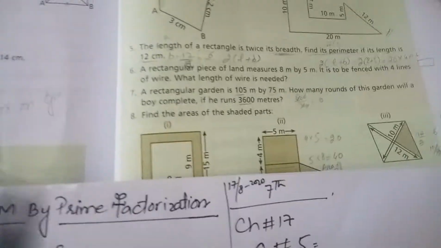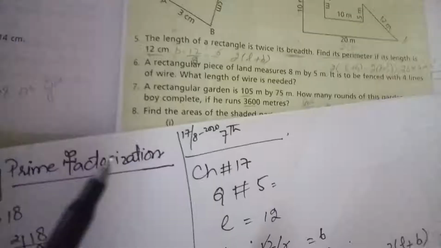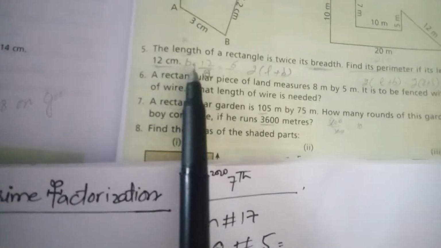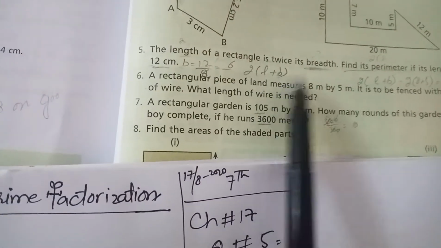Bismillahirrahmanirrahim, class 7th. Today we are going to complete our exercise 17A from page number 221, from question number 5. The length of a rectangle is twice its breadth.